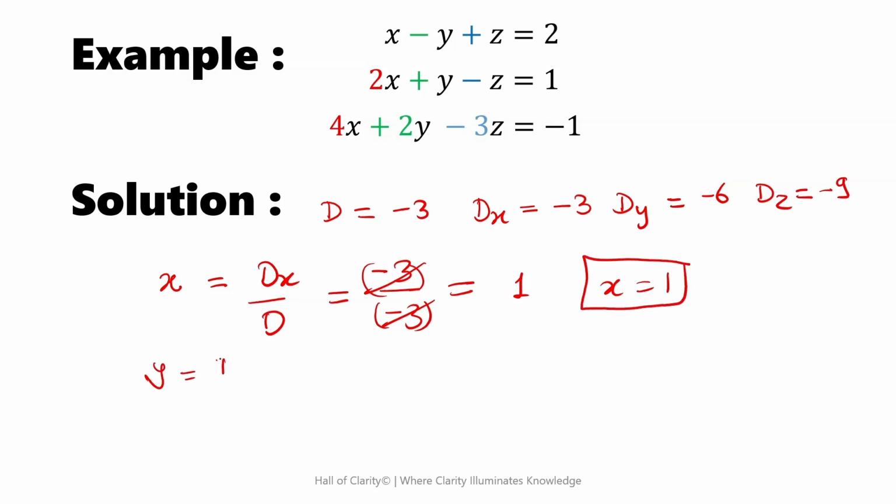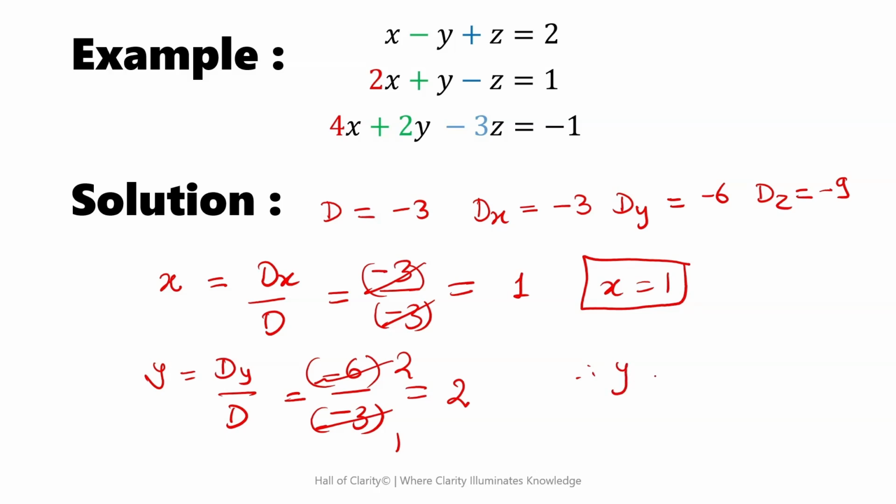Similarly, I will find the value of y. Y is given as dy upon d is equal to value of dy is minus 6 and value of d is minus 3. So minus 3 ones are minus 3 and minus 3 twos are minus 6. Therefore, value of y is equal to 2.